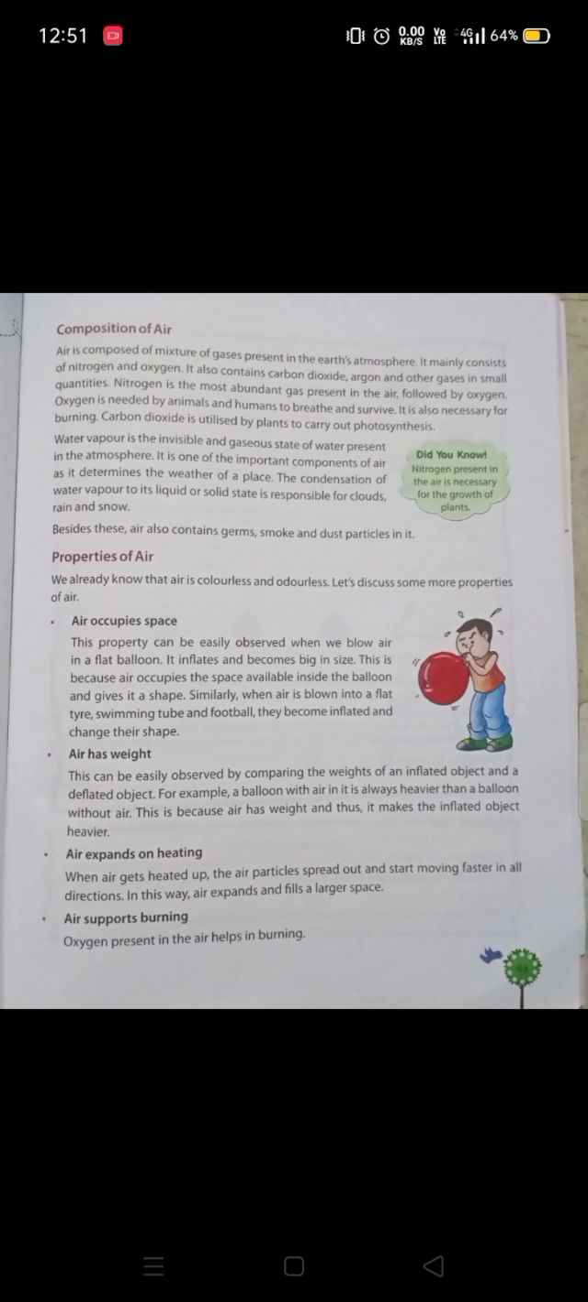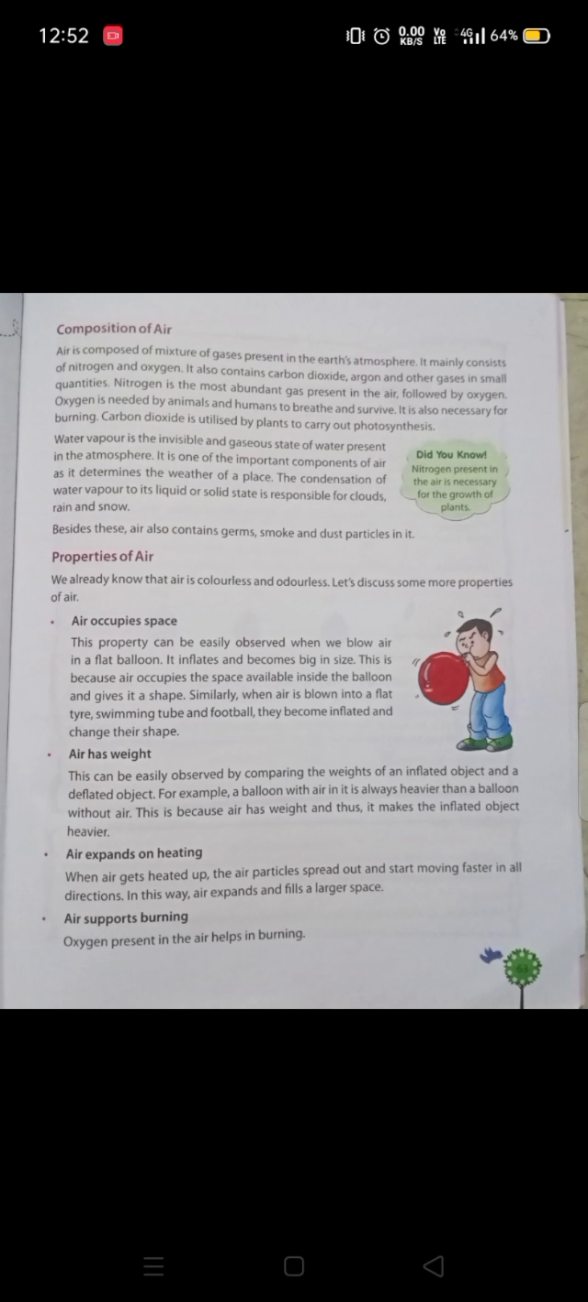So in air, what are the gases present? It mainly consists of nitrogen, oxygen, carbon dioxide, argon and other gases in small quantities. Nitrogen is the most abundant gas present in the air. Which gas will you mostly find in the air? That is nitrogen, followed by oxygen. Abundant means the most, in a huge amount you will find nitrogen. After that oxygen is there.